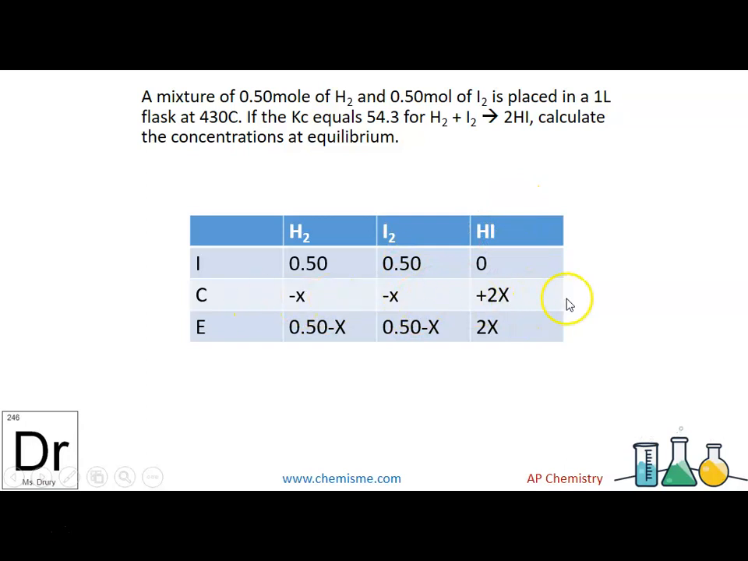It's not because these have to sum up. It's because there is only one H2 in the equation, there's only one iodine in the equation, and there are 2 moles of HI in the equation. So these are in mole ratio to each other, how they react. And then I just sum them up for equilibrium.